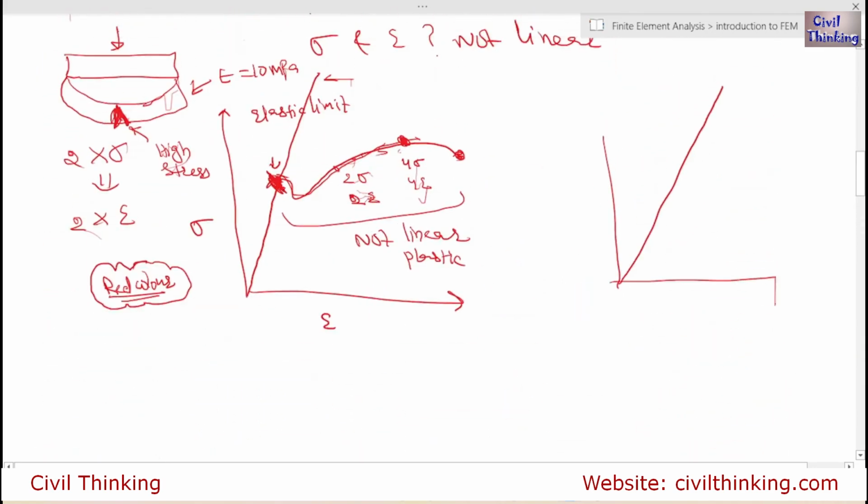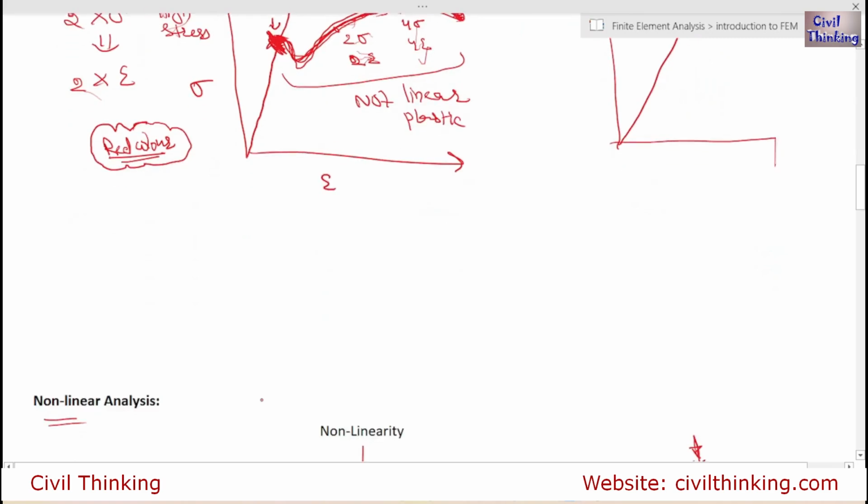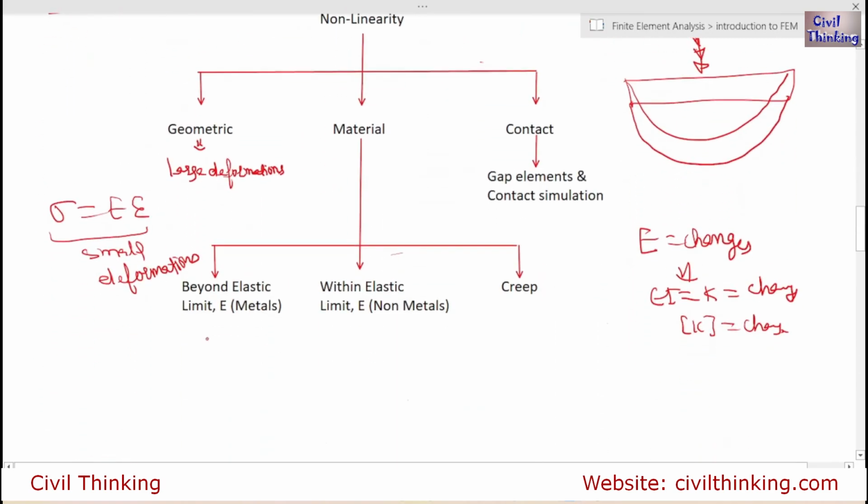Now after this is the elastic limit, right? This is the elastic limit. Then after E, what happens? This is the actual stress strain curve, and as you can see, this is not linear. Is this a straight line? No. So this is not linear. So beyond the elastic limit you will have non-linear analysis.